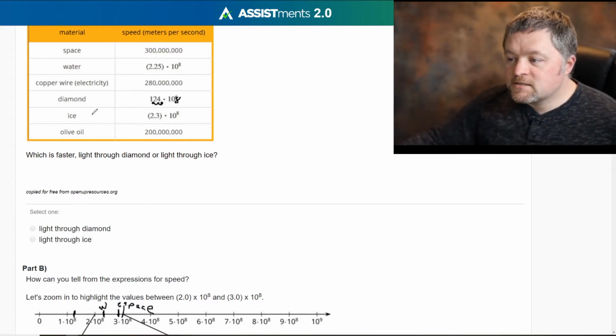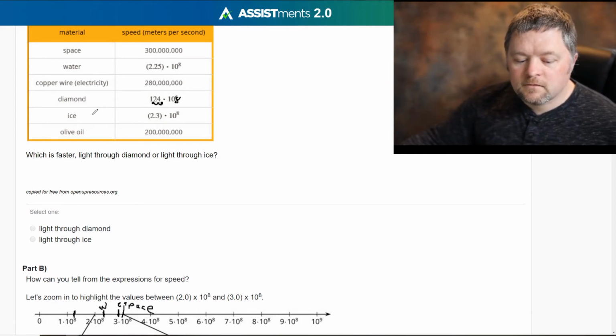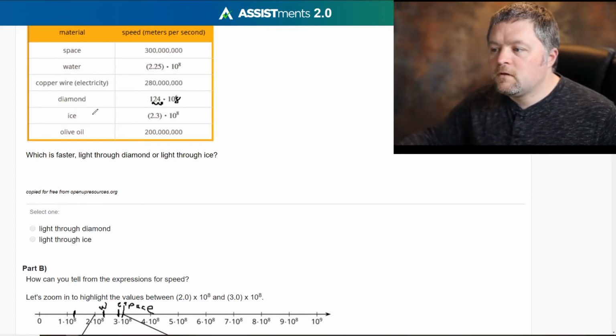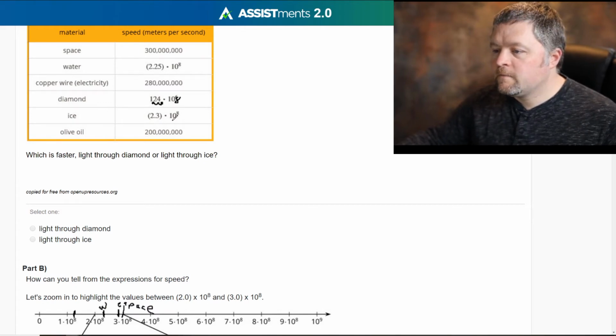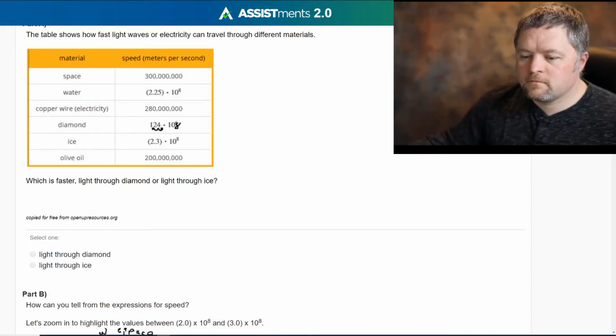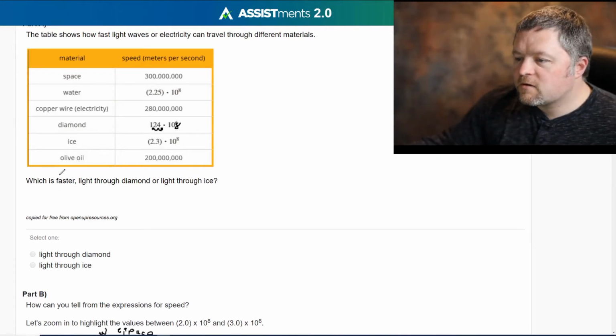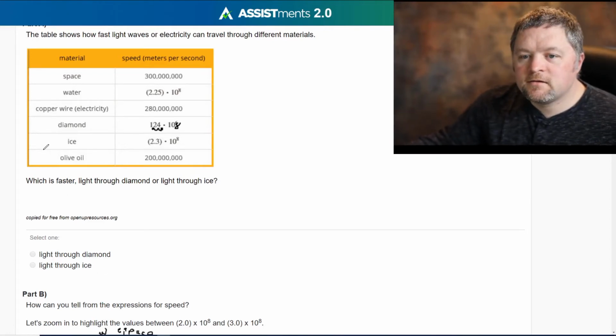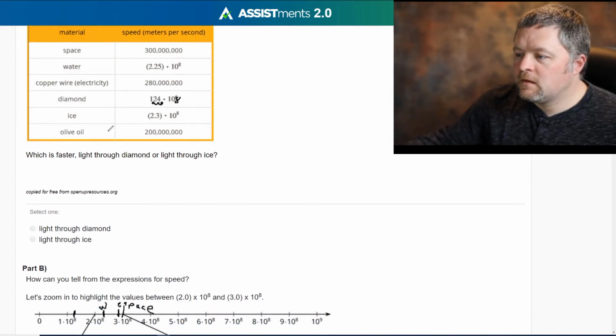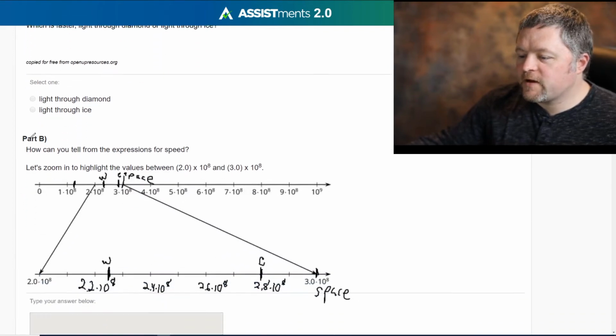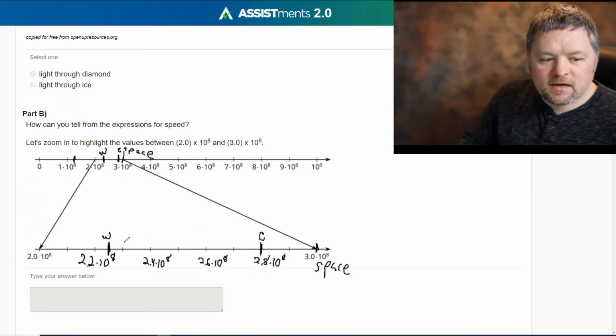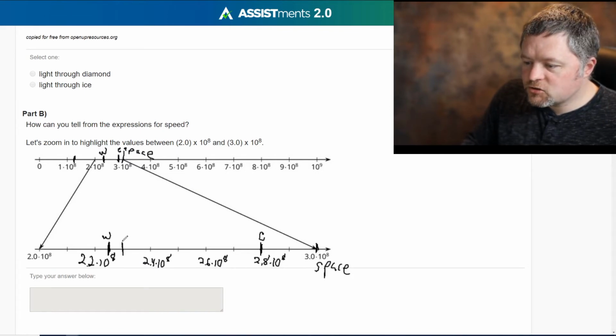Next is ice. Okay, our next one is ice. Ice has a speed of 2.3 times 10 to the power of 8. 2.3 times 10 to the power of 8 is easy to spot on our nice zoomed in one. It gets a little crowded on this one.